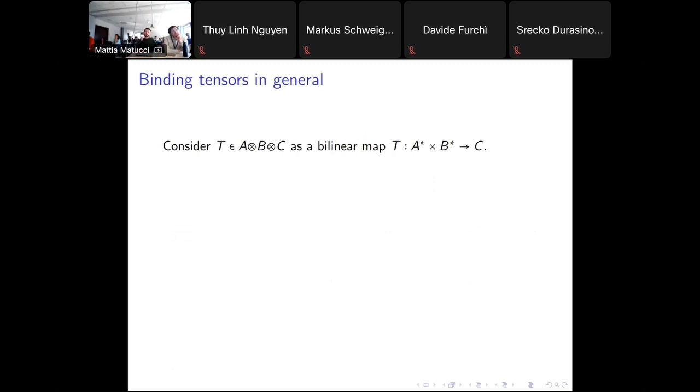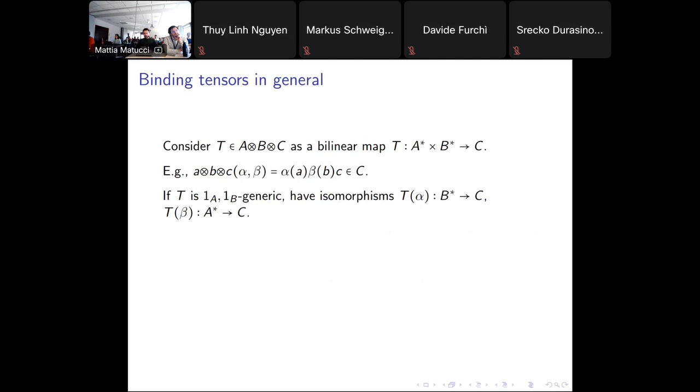So I want to talk about binding tensors in general. So those are 1A and 1B generic, let's say. When we consider a tensor as a bilinear map, we talked about that. If it's 1A and 1B generic, we get linear isomorphisms. I can identify B dual with C after a choice of alpha. After a choice of beta, I can identify A dual with C.